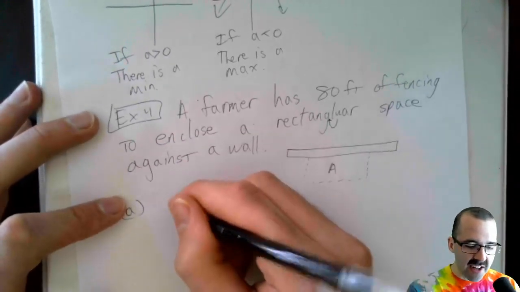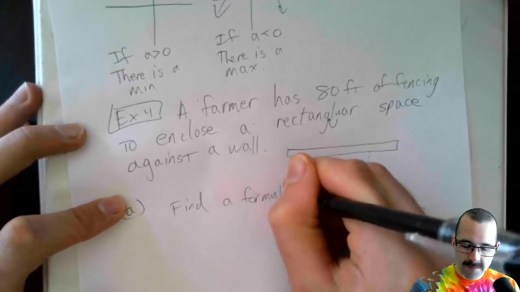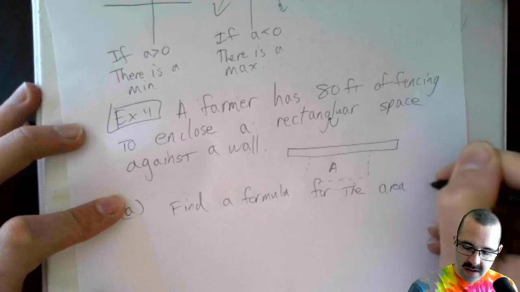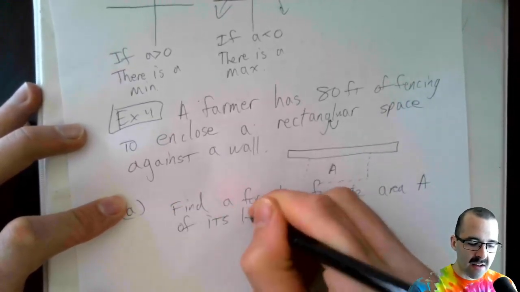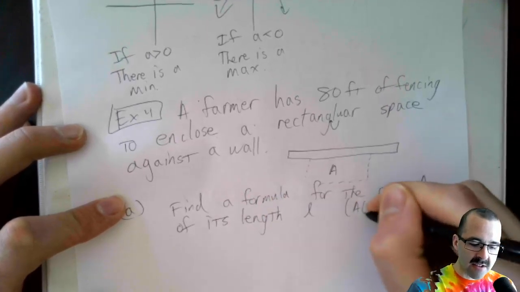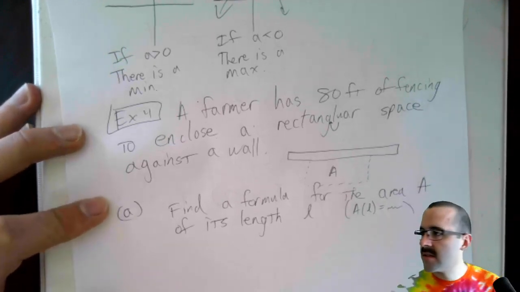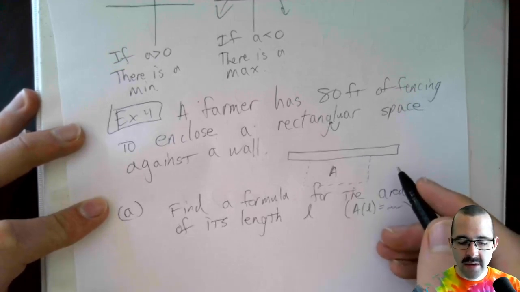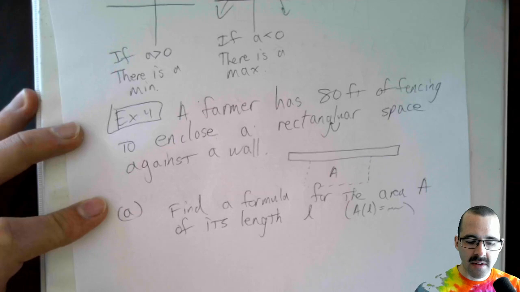All right, so find a formula for the area A of its length L. So, right, your answer should look like A of L equals blah, blah, blah. All right, so we know that the area is the length times the width. So it's easy to say A is equal to LW.